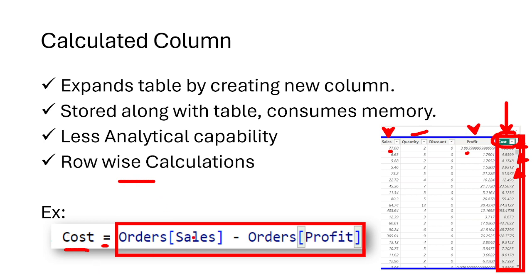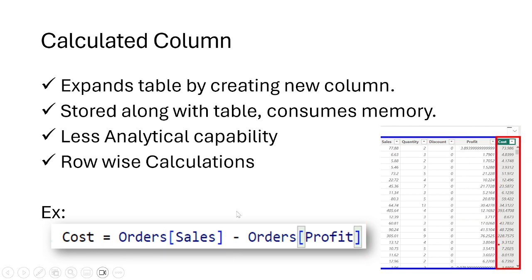When you're referring to columns, we have to refer to a fully qualified name, that is the table name and the column name. This is the syntax we use when writing DAX functions. Table name, and then we use a square bracket, and within the square bracket we specify the column name respectively.